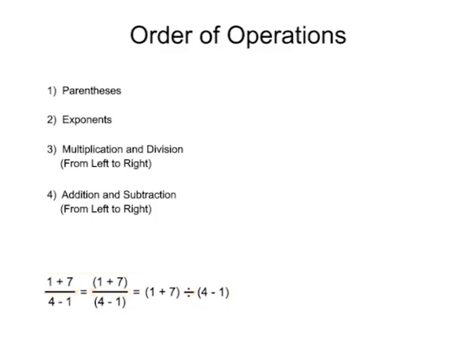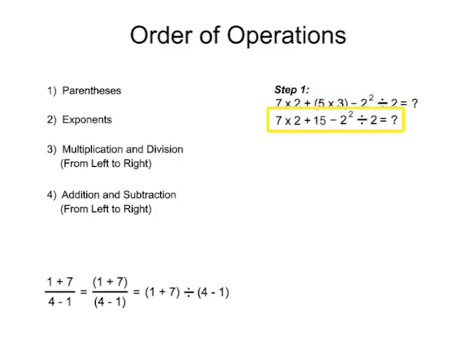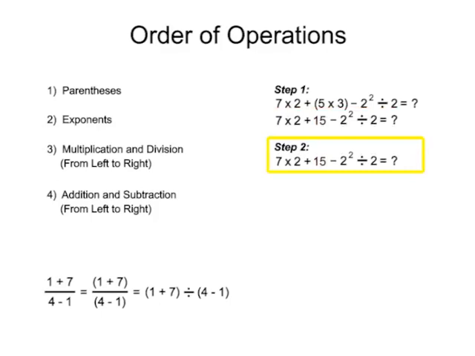Let's practice. Here's a rather complex arithmetic expression. The first step in solving this sequence is to accomplish operations within parentheses first. 5 times 3 is equal to 15, so the expression is reduced as follows. Next, resolve the exponent. 2 raised to the second power is equal to 4.